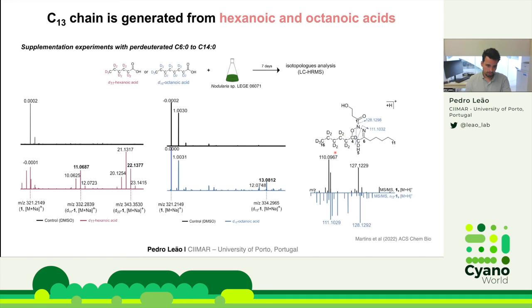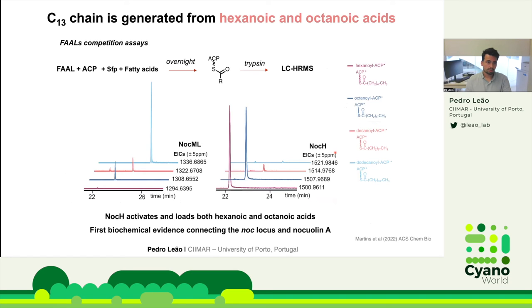That was the building blocks for inoculin A, for the C13 chain, but we wanted to know which enzymes were doing it. First, we had to understand which enzymes were activating these fatty acids. There were two FAELs in the biosynthetic gene cluster, although one of them, NOC M, we expected to be involved in porosferrolactylate biosynthesis. In any case, she tested both NOC H, which I told you before, and NOC M.